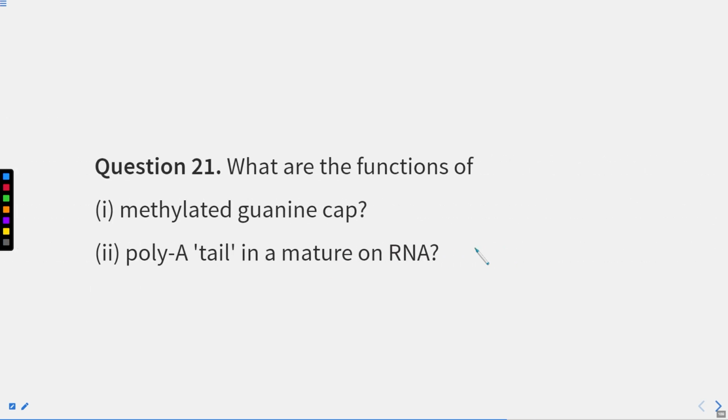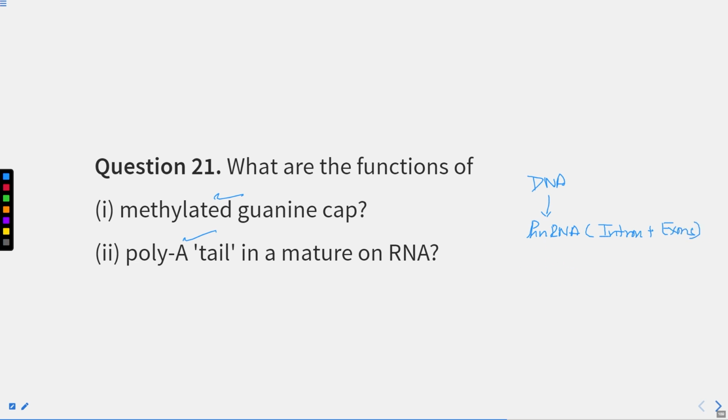Now let's talk about question number 21. What are the functions of the methylated guanine cap and poly A tail in a mature RNA? So there is a process. First of all, from DNA, what is formed? hnRNA is formed. hnRNA consists of both introns and exons.